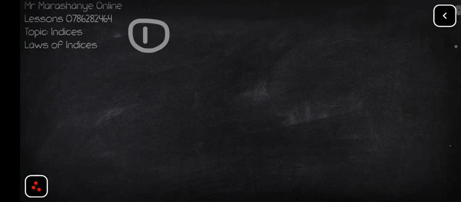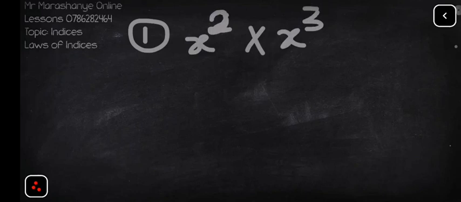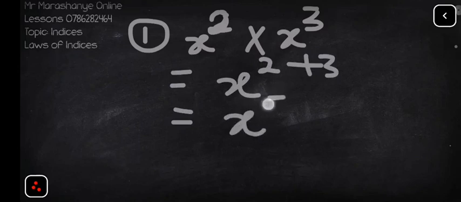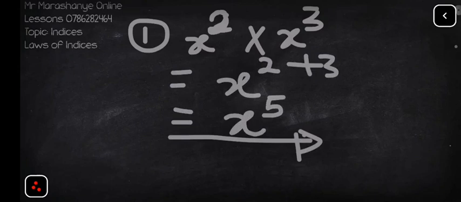Okay, so the first law says x to the power of 2, in simple terms, times x to the power of, let me say, 3, like this. This will be x to the power of 2 plus 3. Then our final answer will be x to the power of 5, like this. So what is the meaning of this one? Right, this law is very simple.